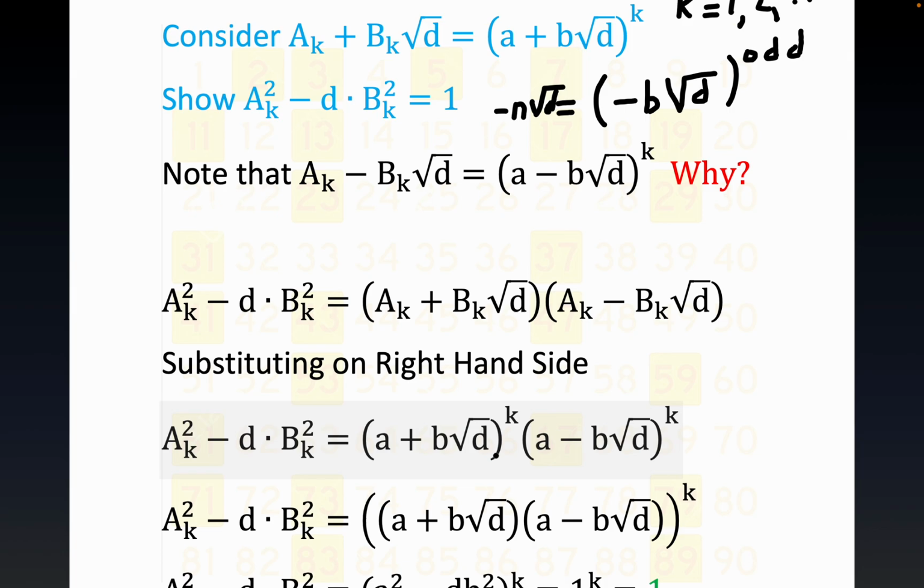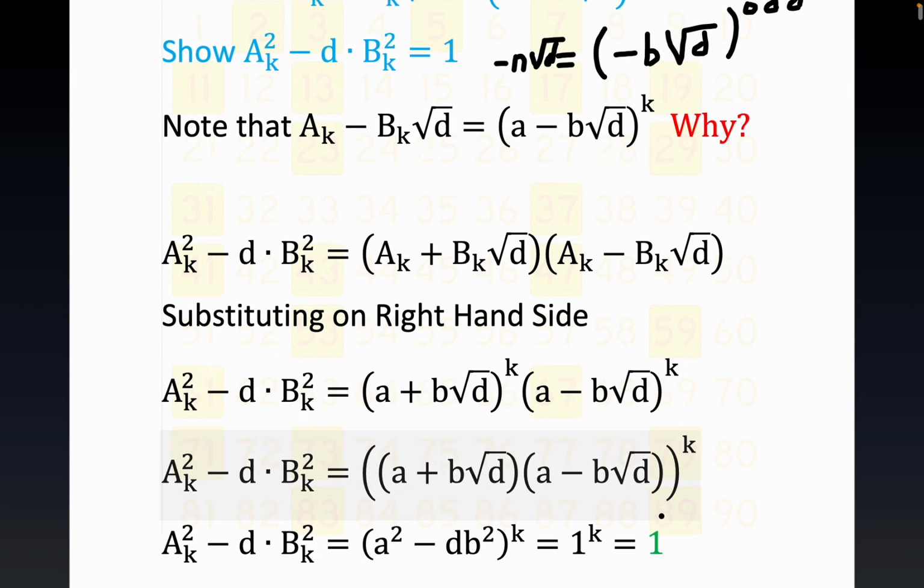If we substitute on the right-hand side, this is just direct substitution. A sub k minus b sub k root d is actually equal to this, and the same for the plus version. So I just wrote it down. Just replace these with what they're equal to. This is just laws of exponents. You can combine this into a single term, just properties of exponents from this step to this step.